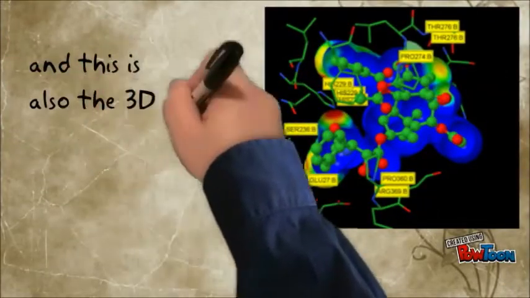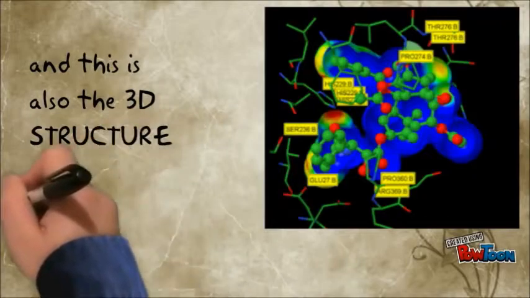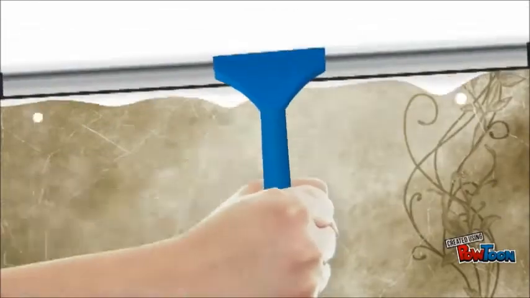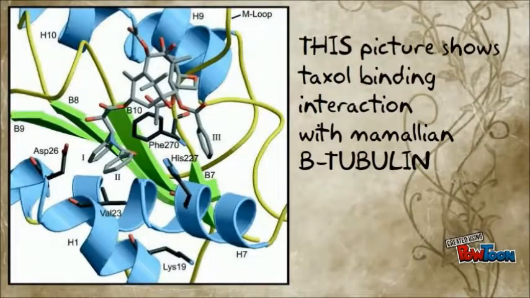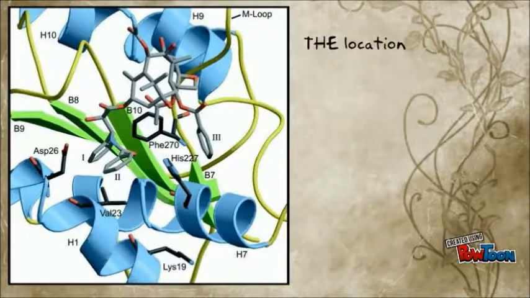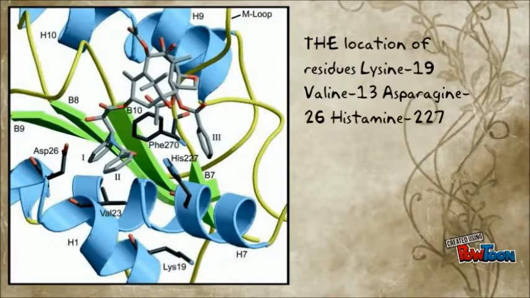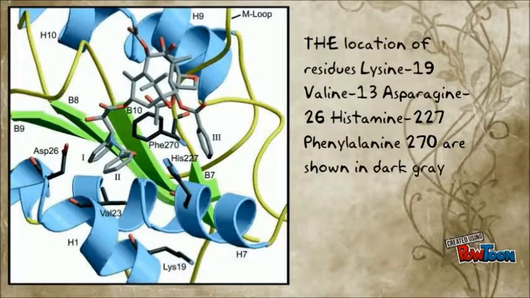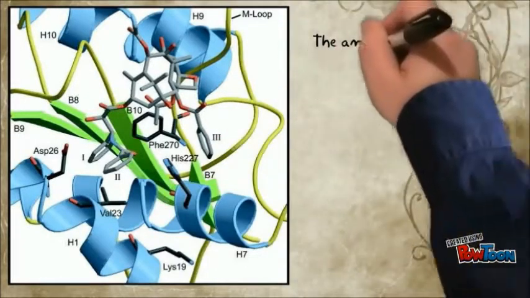This is the 3D structure of paclitaxel. And this is also the 3D structure of paclitaxel. This picture shows taxol binding interaction with mammalian beta tubulin. The location of amino acids stated are shown in dark gray.